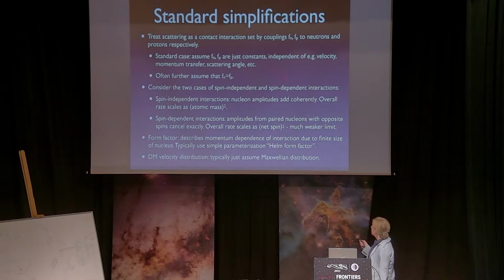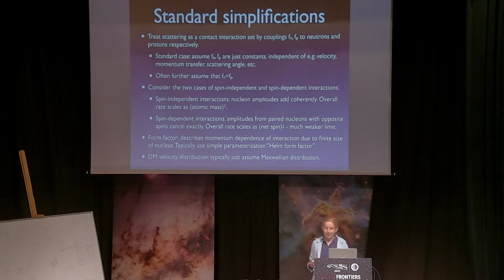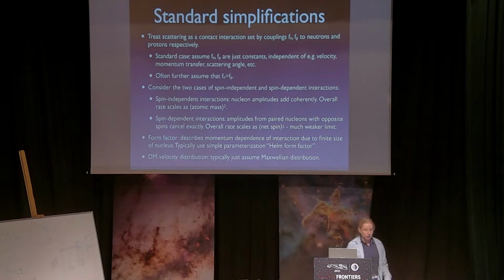We're just going to write things in terms of Fn and Fp. The standard case is to just assume that these are constants, independent of things like the momentum transfer, the scattering angle or the velocity. Now, there are models where that isn't true, where there is momentum dependence in the scattering cross-section, and in those cases you need to take that into account. There's often a further assumption that we can just take Fn to be equal to Fp. If that's not true, it matters when comparing the sensitivity of different targets to each other.